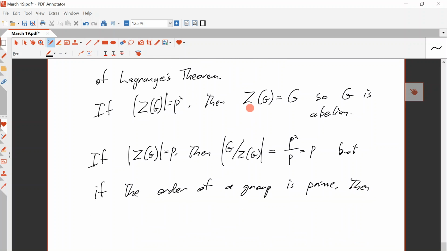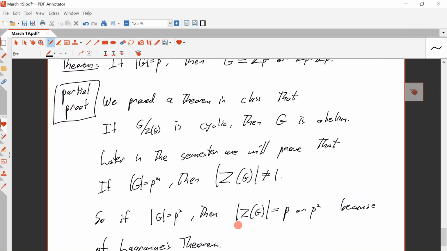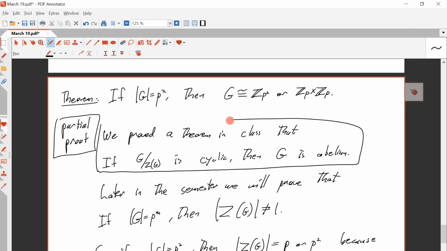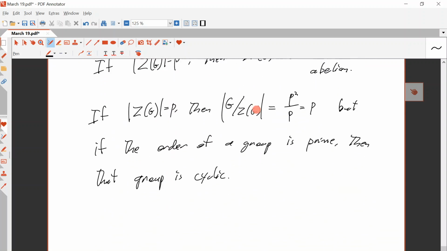Then that group is cyclic. Right? That's the theorem right here. If G mod ZG is cyclic, then G is abelian. Well, here G mod ZG has order P, and the only groups of order P are cyclic. Right? So G is abelian. So far we've got that G is abelian.